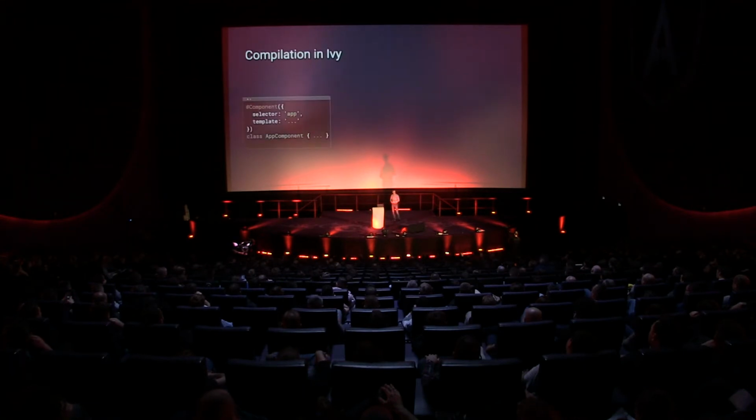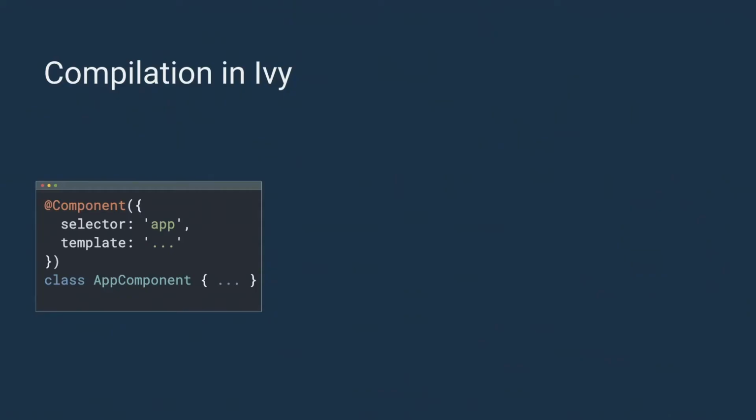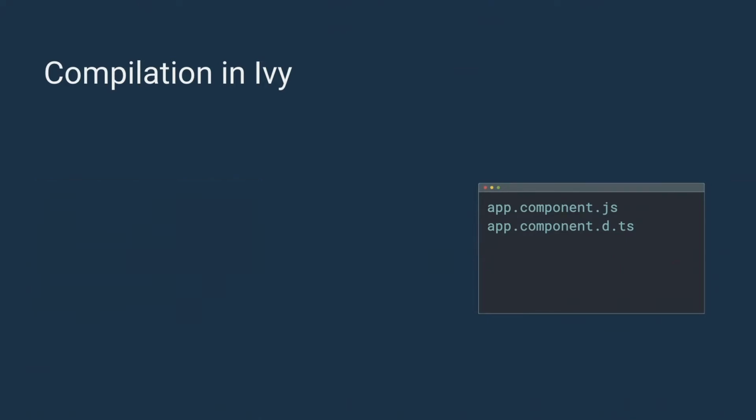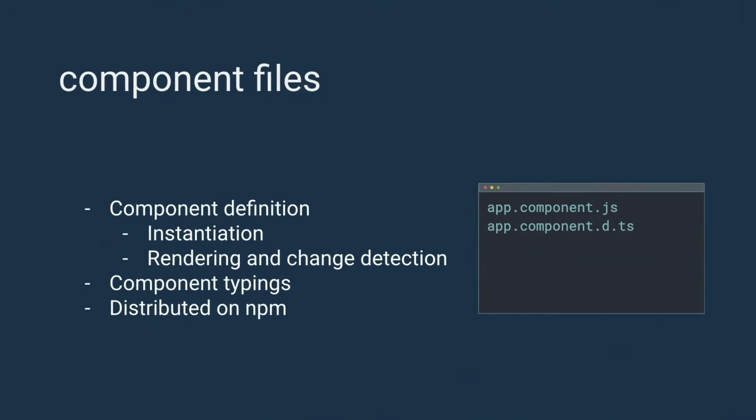So with Ivy, you have, again, your app component. You're going to pass it to ngc again, but this time you're going to get only 2 files out of it, the JS and the DTS file. The JS file, in this particular case, is going to contain the component definition. It is going to take care of instantiation, rendering, and change detection. The DTS file is going to contain not only the type definitions, but also some metadata for your component so that we can take advantage of the same ahead-of-time compilation as well as language service support. Eventually, at some point, our recommendation is going to be to distribute this on NPM, but not just yet. Follow me in the next couple of slides to understand why.